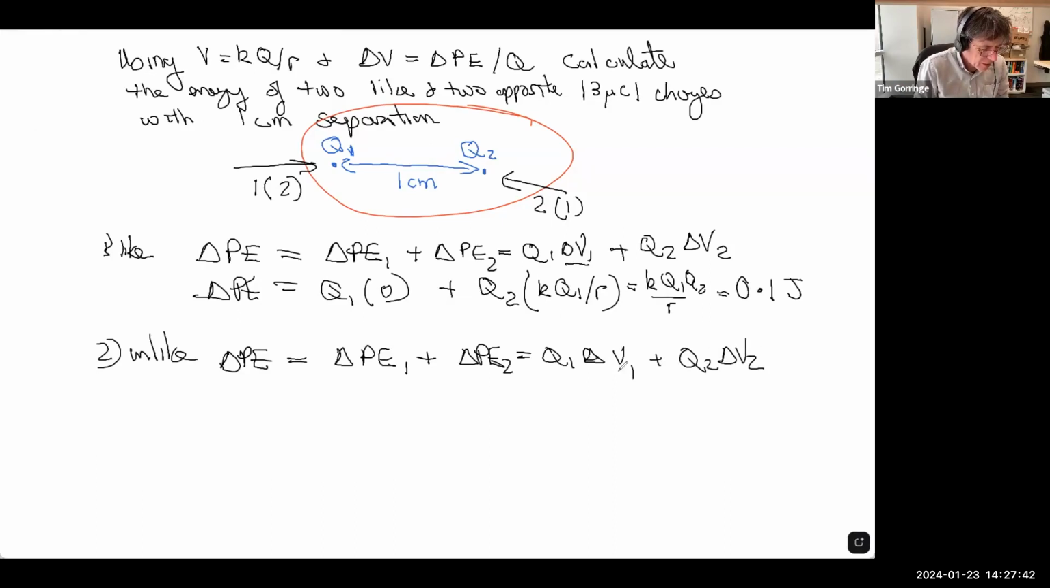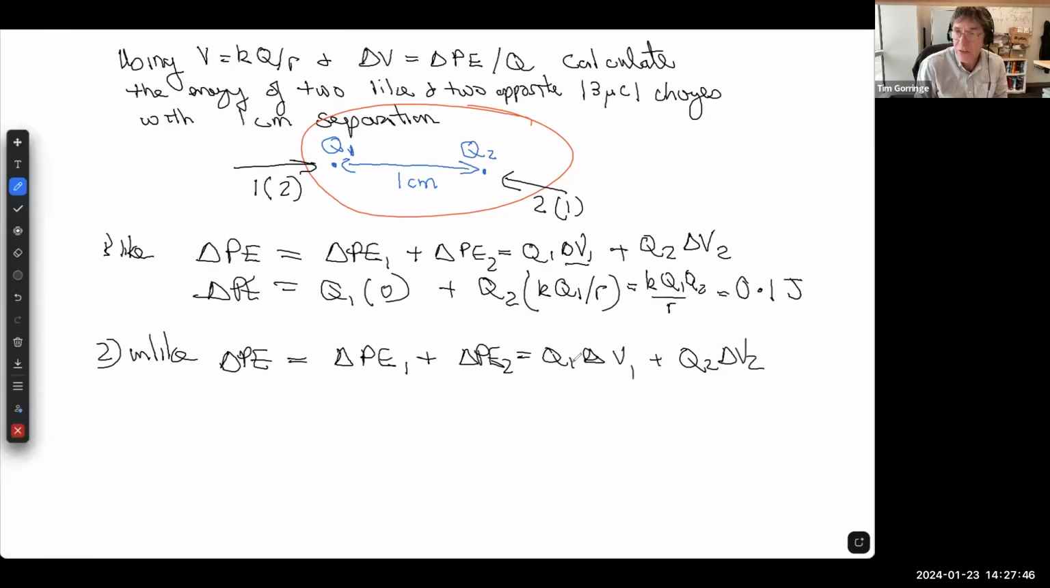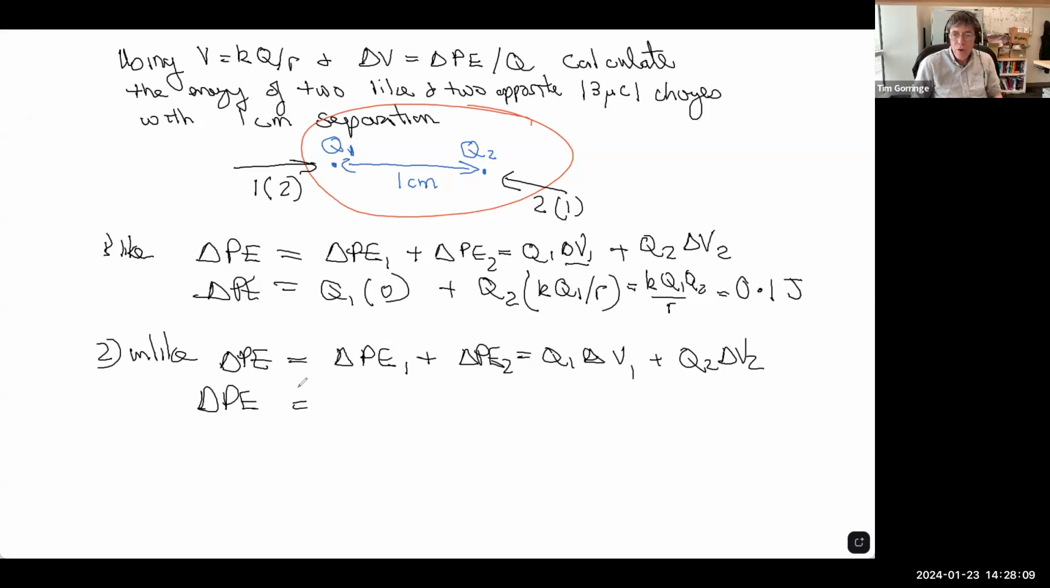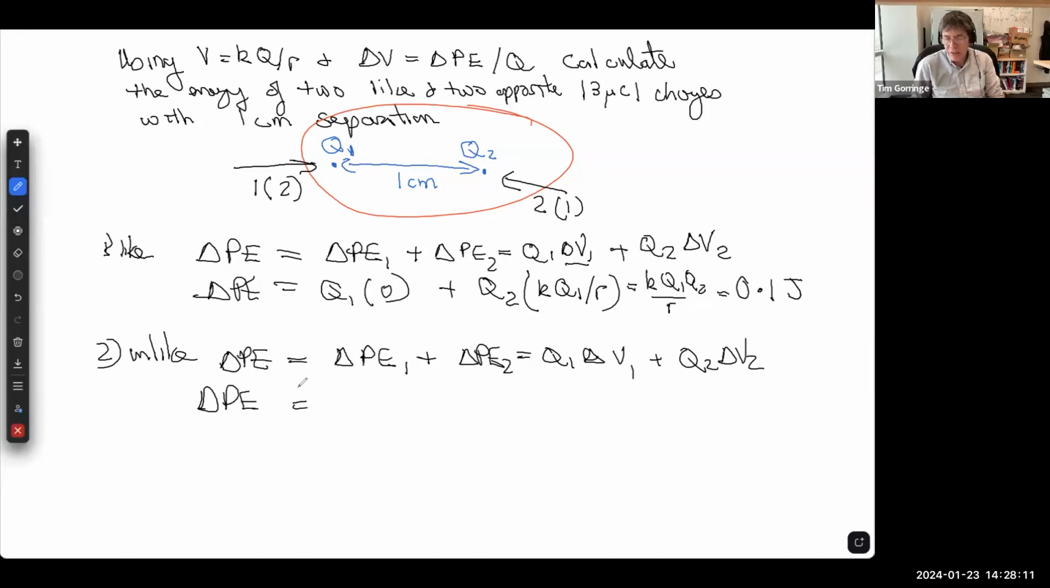So here's the change in electrical potential energy of charge number 1 when I bring it in. It's the product of the charge it owns times the potential difference between where it started and where it ended up. Here's the same thing for the second charge. Again, product of its charge and the change in potential it experiences as we carry it in. Now, again, that makes us think about, well, what is delta V1 and what is delta V2? So let's just think about that a bit.